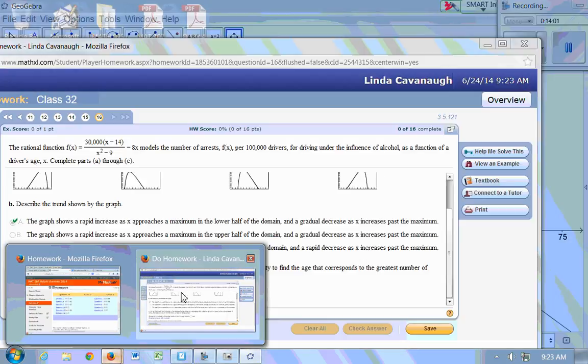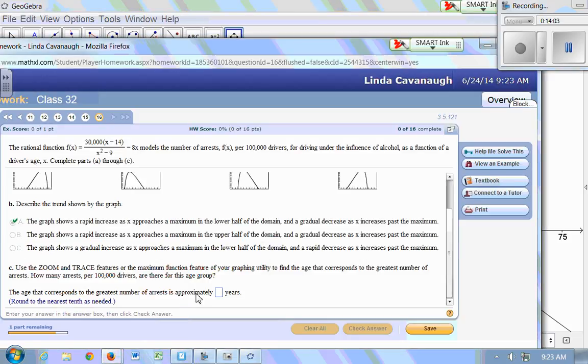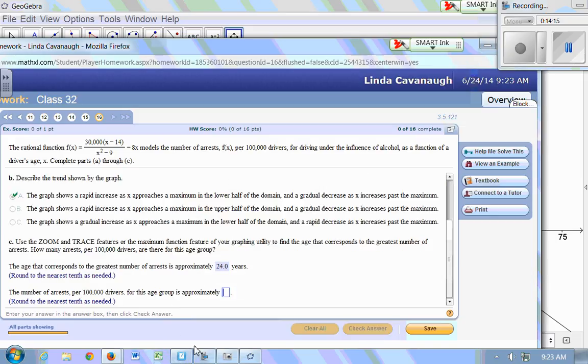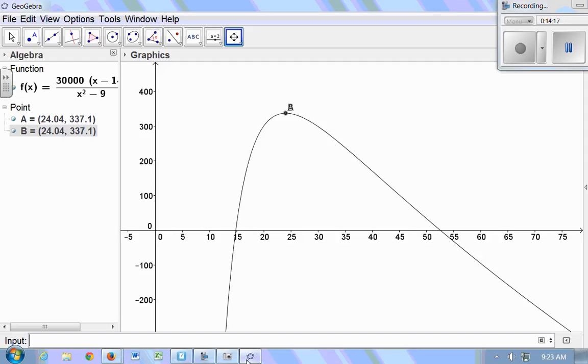All right, so the answer here would be the age that corresponds to the greatest number of arrests, round to the nearest tenth, so that would be 24.0. 0.04 would round down. And then the number of arrests for this age group out of 100,000 drivers is 337.1.